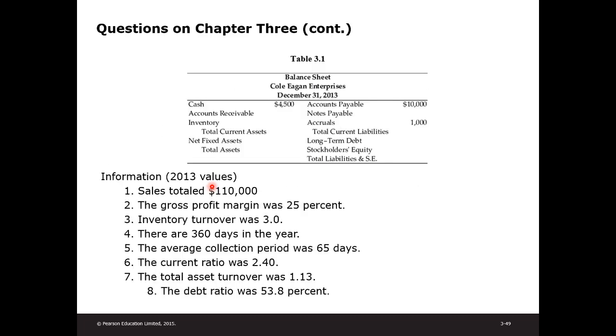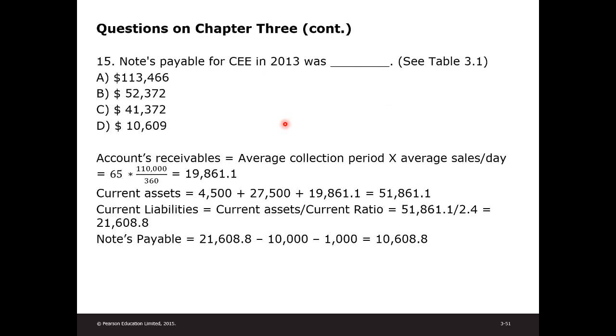So now we have both accounts receivable and inventory, and we are already given the cash, so we can calculate the total current assets by summing these values. Like here, current assets equal the cash 4,500 plus 27,500, the inventory, plus 19,861, which is the accounts receivable, which will give us $51,861. So we calculated the current assets.